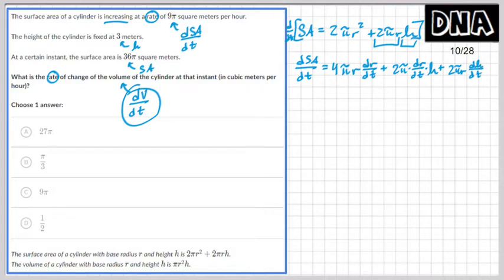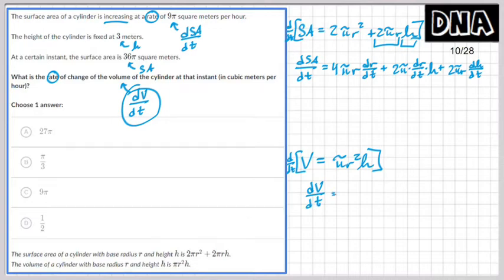All right. So this is actually not what we're looking for. We're not looking for dSA dt. We're looking for dV dt. So I'm going to hold off on looking at that anymore. Let's look at our volume. The volume equals pi r squared h. All right. So let's take the derivative of this with respect to t. We get dV dt. Hey, that's what we're looking for.